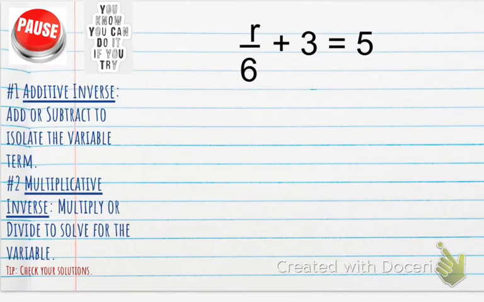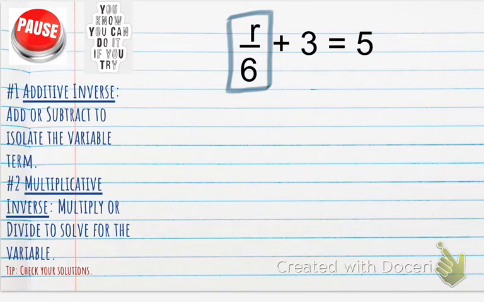Let's try another one. Please pause the video and give yourself some time to try solving this problem. All right, I hope you isolated the variable term. What is the variable term? In this particular equation, it's r divided by 6. Now this is being added by a 3. What was your first step?